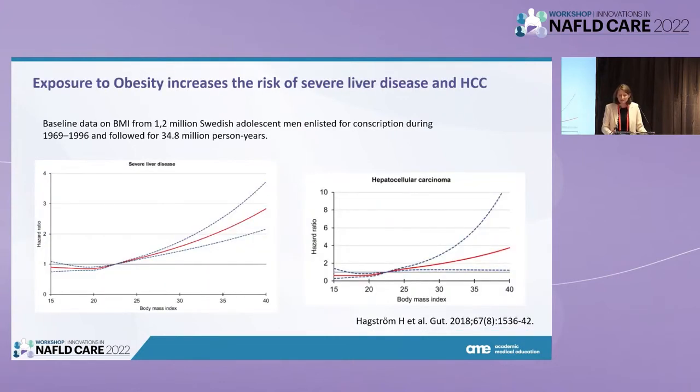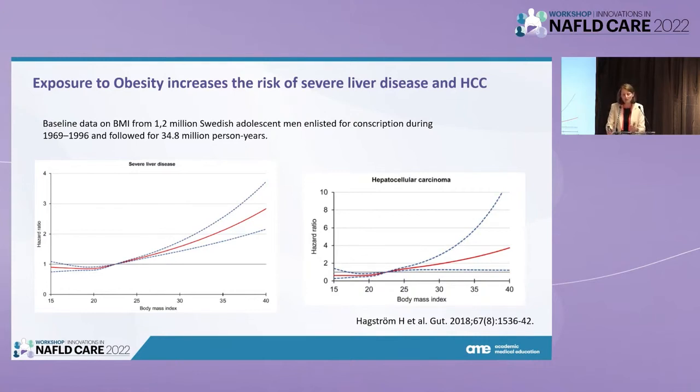In regards to obesity, there's not a lot of studies that clearly link the risk in the progression of NAFLD, because the association is so strong that it's sometimes difficult to try to analyze one factor after the other. But clearly, one study performed by Anna Engström in Sweden shows us that the exposure to obesity has a strong impact on the prognosis of liver disease. Here you are seeing the figure from the baseline BMI of over 1.2 million Swedish adolescents enlisted for the conscription.